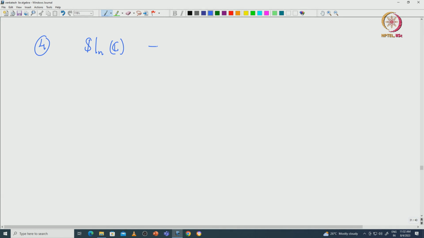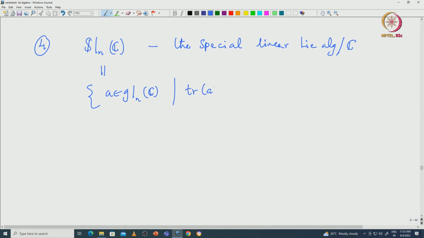So, this is the special linear Lie algebra over C. What is this? By definition, this is those A in gl_n(C) such that the trace of A is 0. It is not hard to see that sl_n(C) is a Lie subalgebra of gl_n(C). That is some elementary calculation, I will leave it to you. Now, using the standard basis of gl_n(C), we can come up with a standard basis of sl_n(C). So, what is it?